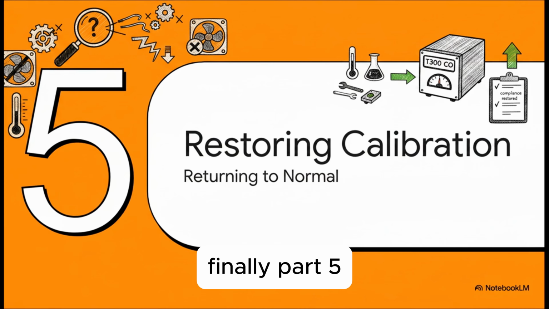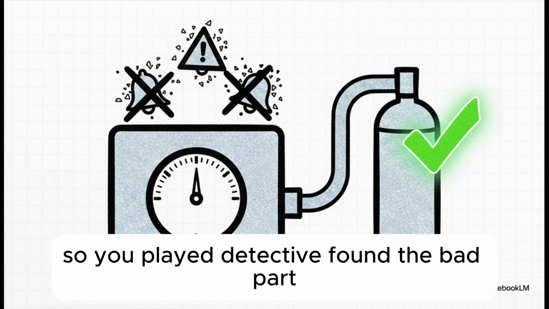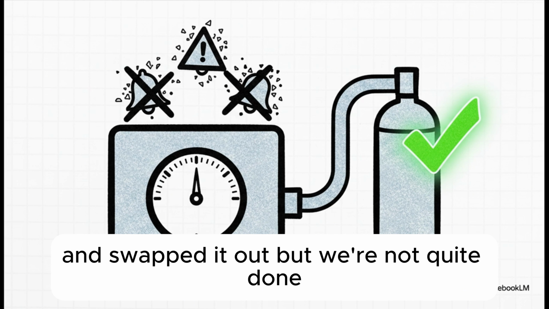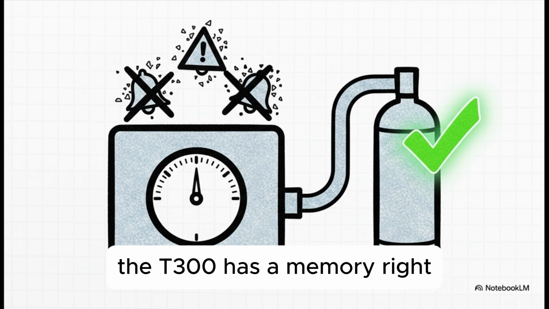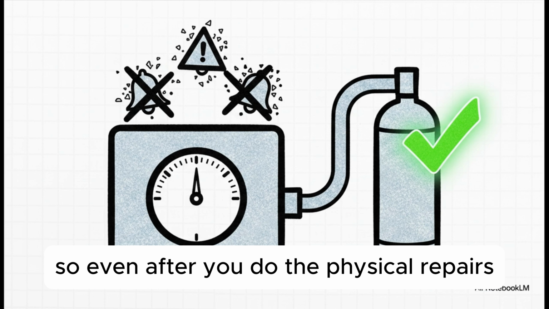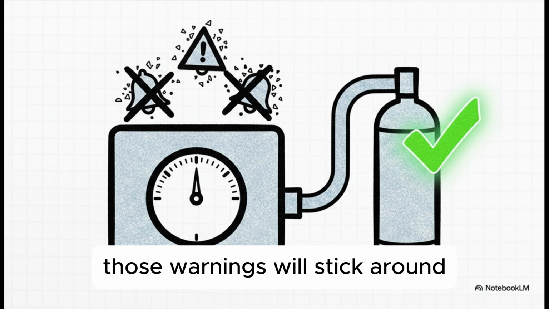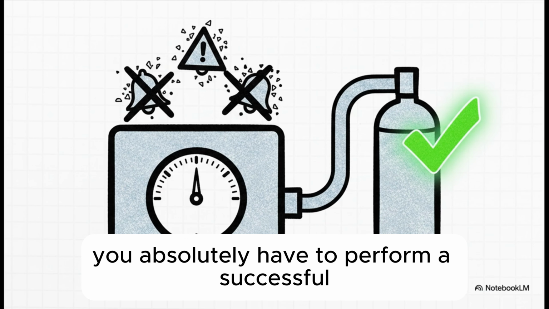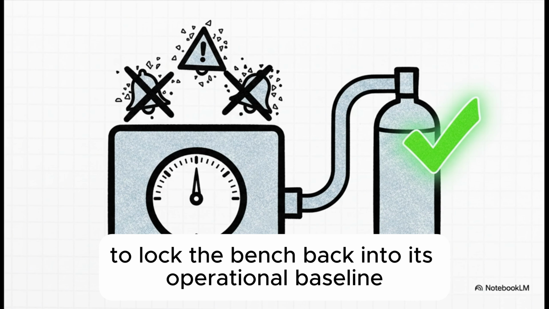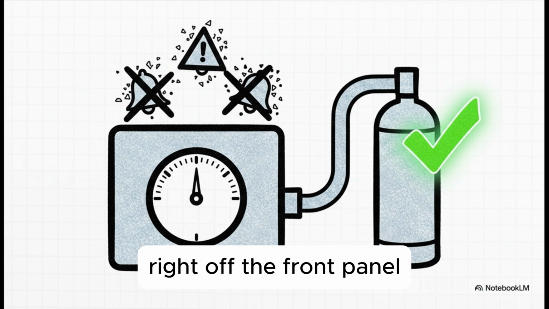Finally, part 5, restoring calibration and data. So you played detective, found the bad part, maybe a blown relay or a dead thermistor, and swapped it out. But we're not quite done. The T300 has a memory, right? It remembers that things went wrong. So even after you do the physical repairs and temps stabilize back at 48 and 68 degrees, those warnings will stick around. You absolutely have to perform a successful zero and span calibration to lock the bench back into its operational baseline. That will automatically clear those lingering warnings right off the front panel.